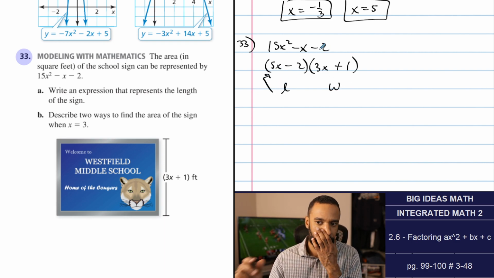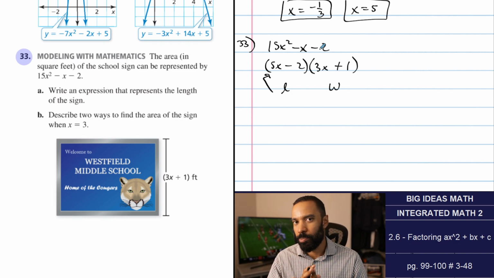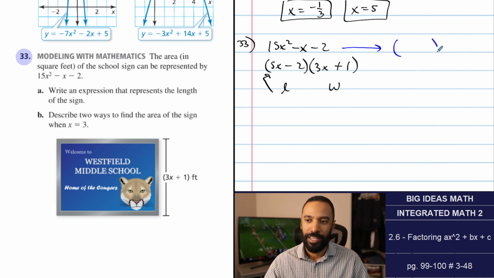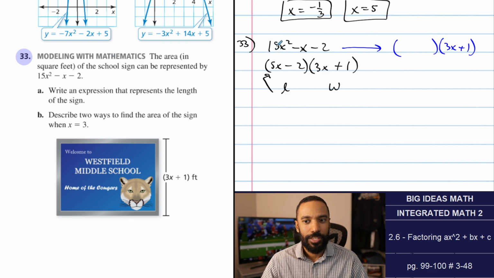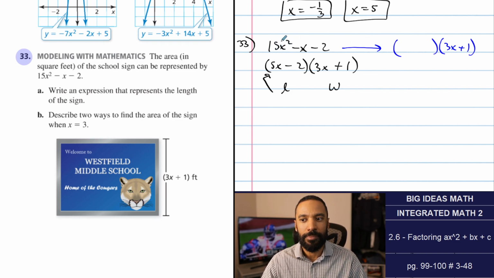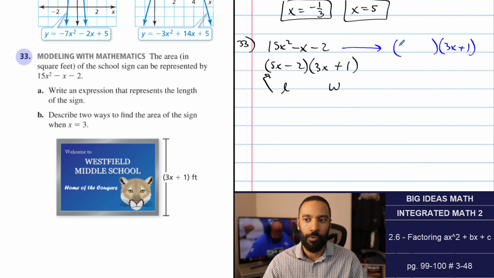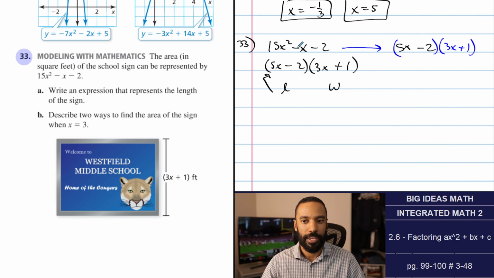And giving us 3x plus 1 is really helpful. If I did this knowing that, that means that if 3x plus 1 is one of them, then remember, you're thinking about 3x times what gives you 15x squared. That would have to be 5x, and 1 times what gives you negative 2. That would have to be negative 2, and you just double check and make sure that it foils out.